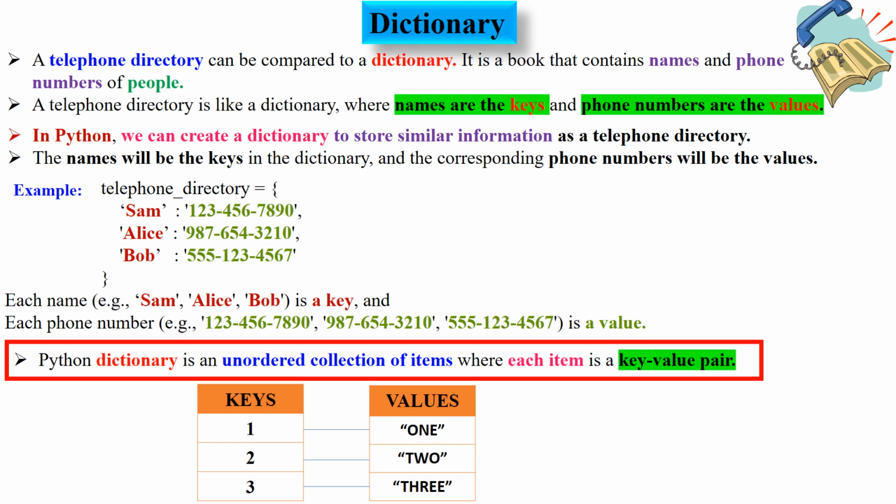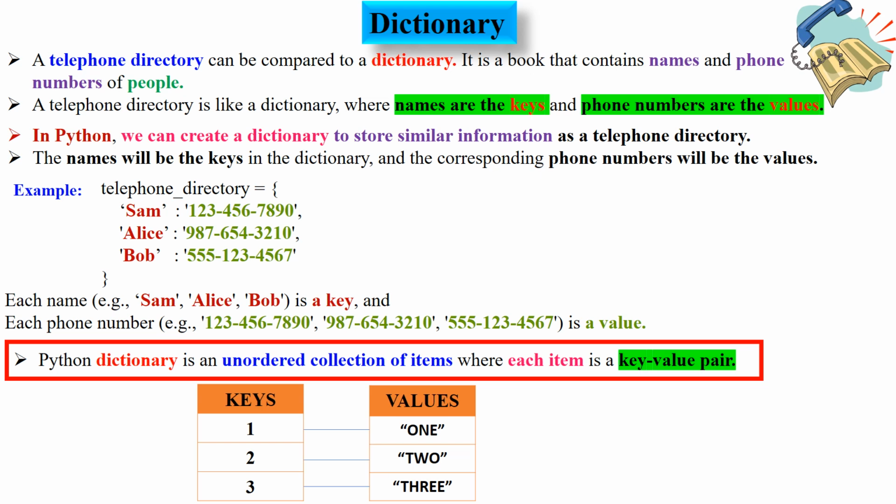Now look at this example. A dictionary named telephone_directory holds the key-value pairs of elements. Each name, for example Sam, Alice, Bob, is a key, and each phone number, for example 12345678890, 98765432210, 55512345667, is a value. Similarly, in Python, we have a concept of key-value pair using dictionary.